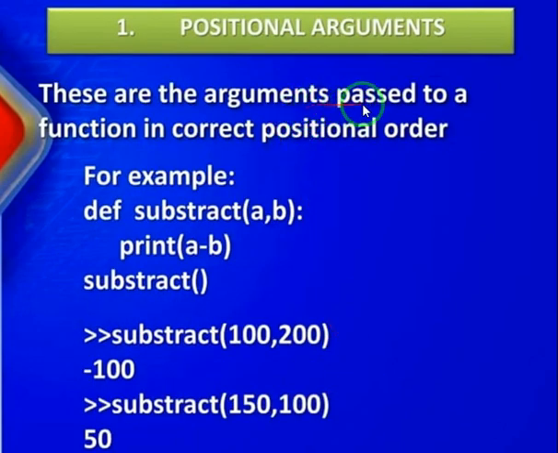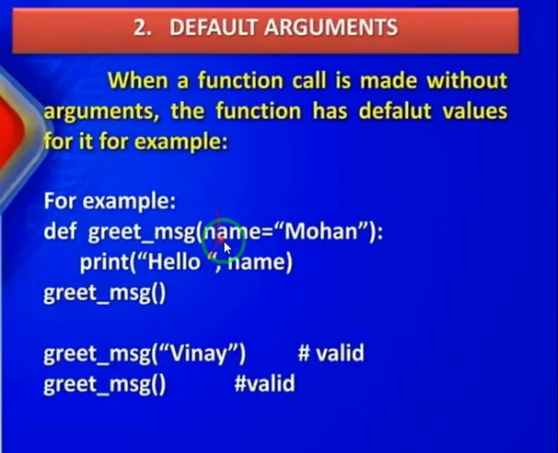So the positional arguments are passed to a function in correct positional order. So let's say first we take a function called subtract and we print their difference, and then this basically takes place in a position, the same position or the same order in which the function is being called.